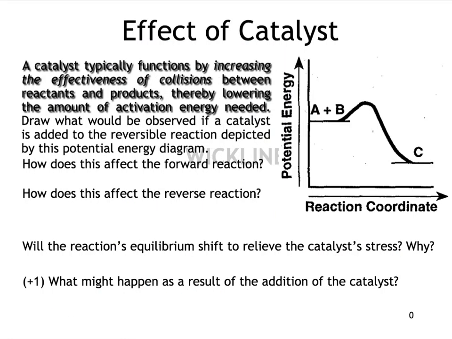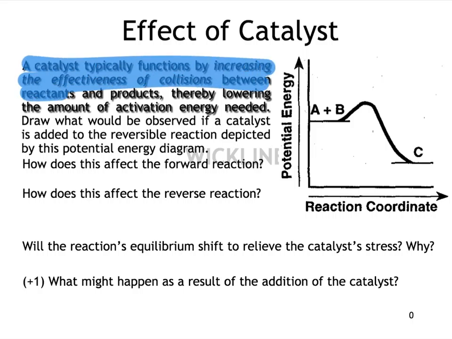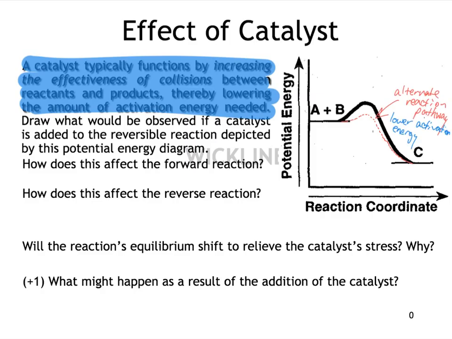So for catalysts, you guys need to know that a catalyst functions by increasing the effectiveness of collisions, thereby lowering the amount of activation energy which is actually needed for the reaction to occur. So if I were going to expect a catalyst to work on this reaction, you would see the following. You would see an alternate reaction pathway appear with lower activation energy.